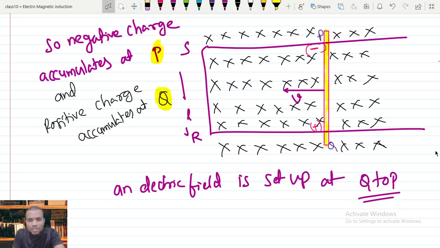Because of the motion of this PQ conductor in the magnetic field, obviously in the conductor having electrons, they also will move. Now the electrons are moving from P to Q, so negative charge accumulates at P and positive charge accumulates at Q. So this causes an electric field. An electric field E will set up in the conducting rod PQ, and that electric field direction is from Q to P, because at Q positive charge is there and at P negative charges accumulate.